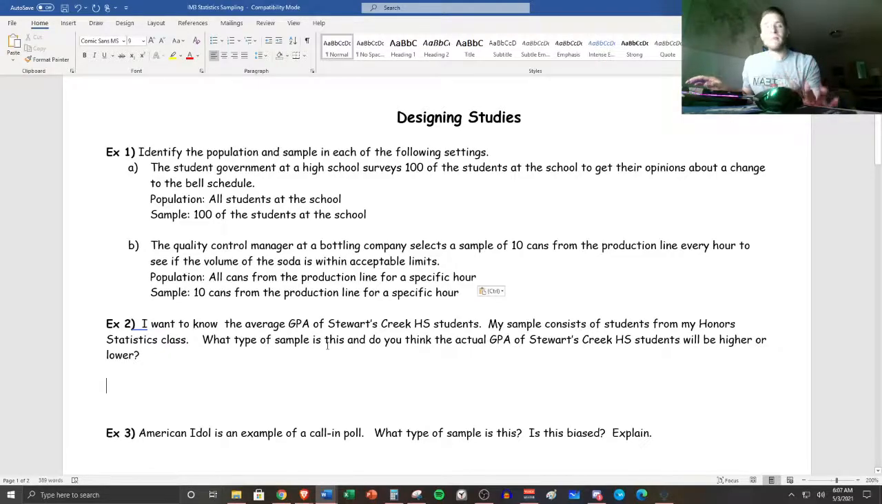Okay? All right. So that's sort of the beginning of this. We're identifying the population of interest that we want to ask the question about. We could do this at our school. Okay?